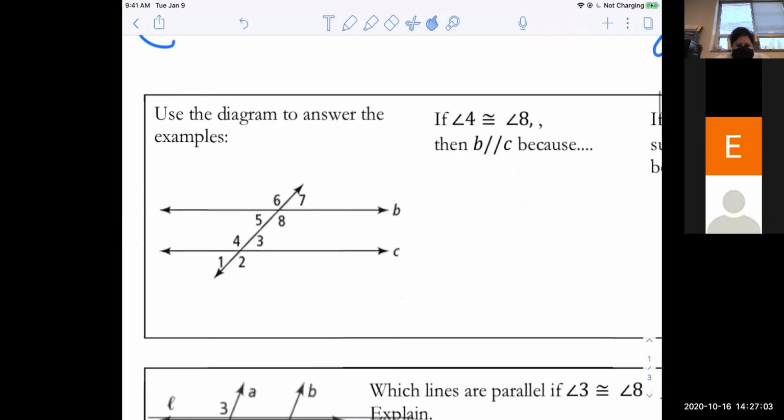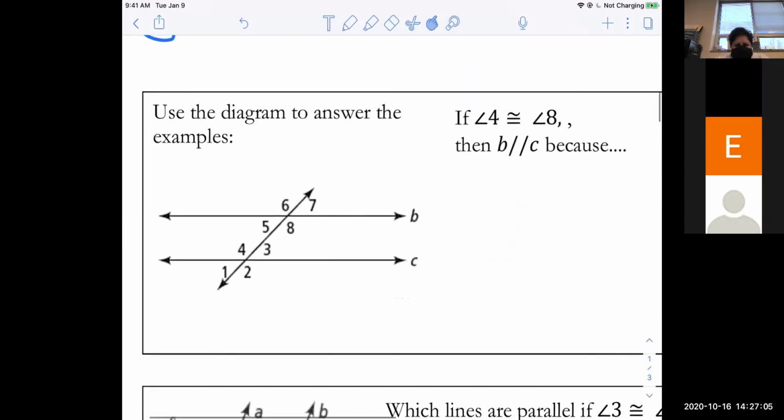All right, so here's a diagram. It says if angle 4 is congruent to angle 8, then line B would be parallel to line C because what would be the reason? Bronson?